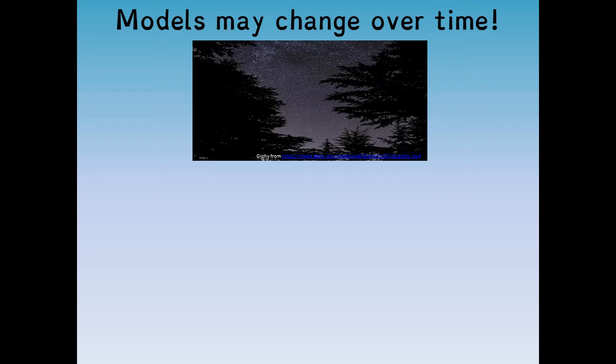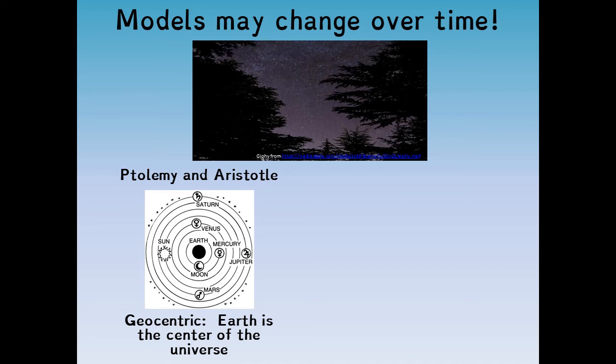Models may change over time. Let's take a look at models of our solar system. We're going to start with two Greek philosophers from a very long time ago. Their names were Ptolemy and Aristotle. Now, what they did, they looked up at the night sky and they noticed how the stars moved across the sky every night, and they could see different planets in the sky and how they rotated and moved past the earth. And they also noticed that the sun seemed to come up in the same place every day and then set in the same place every day.